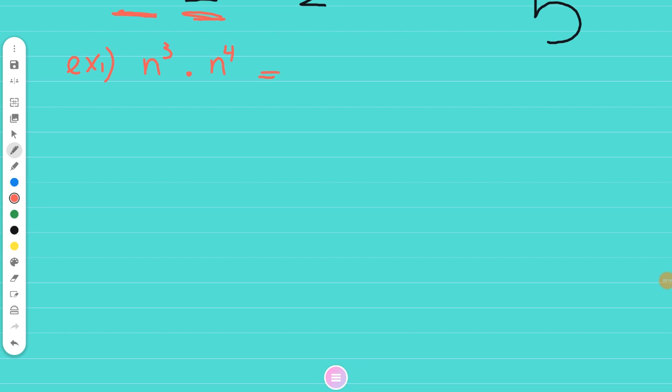Okay, in this example, what if I multiply n to the power 3 times n to the power 4? Actually, we have the same base, which is n. What about the powers? In case of multiplication to the same base, we add. So it's 3 plus 4, which is equal to n to the power 7. Okay? It's clear. This is the first property we already took.